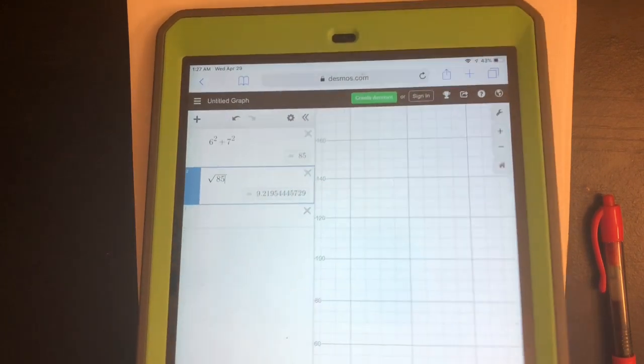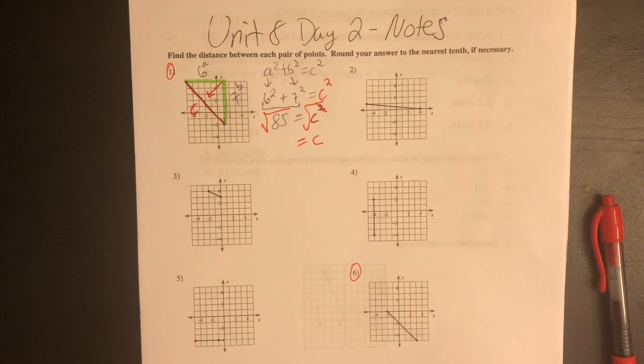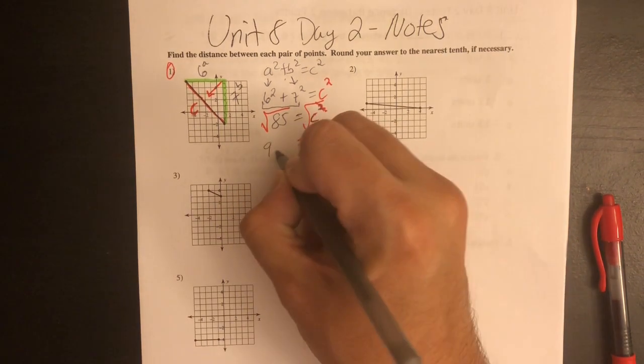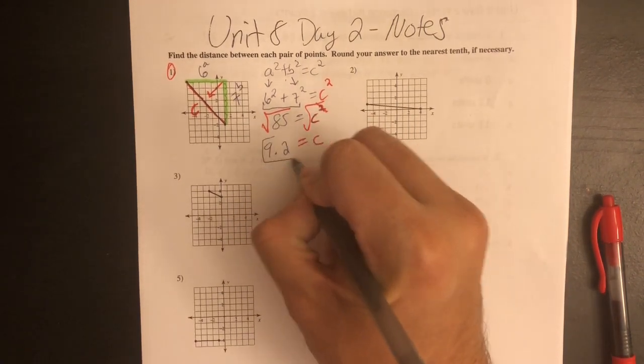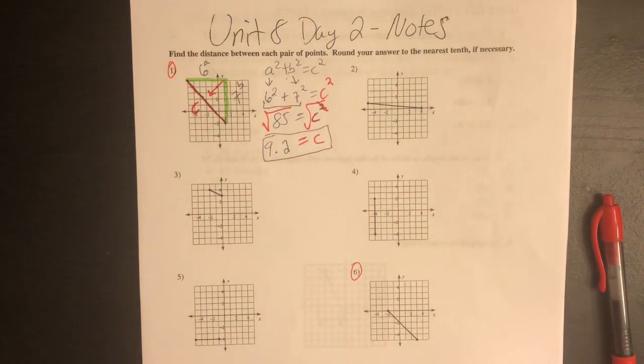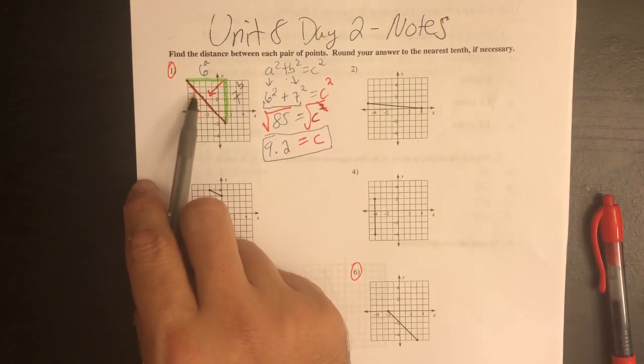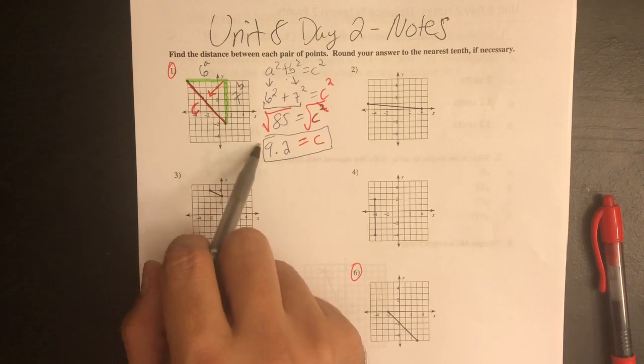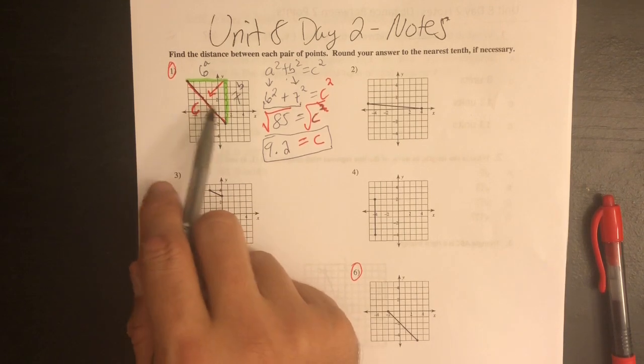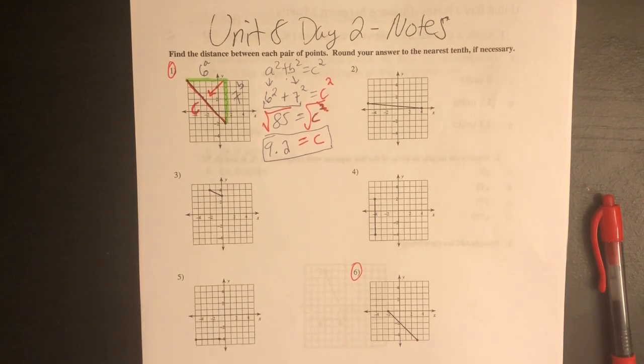9.2. And it's rounded to the nearest tenth. That will be the first decimal place. So that will be 9.2. And there you go. And remember, when I was counting these, we came out with 12 units. You see, the actual distance of this segment was 9.2 units.